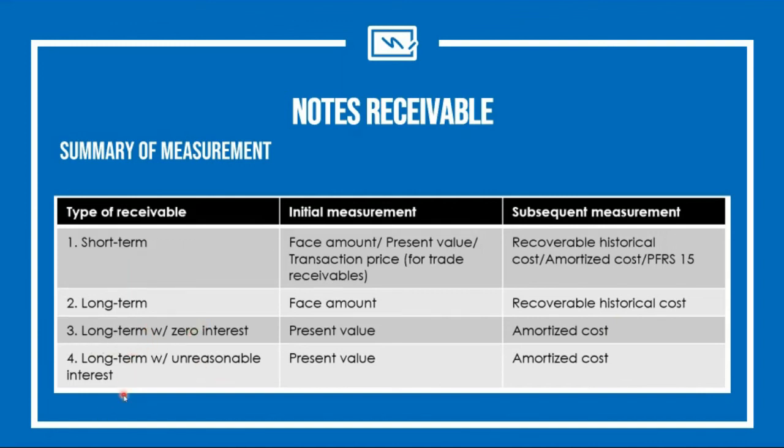Kapag long-term with unreasonable interest naman, ganun din, ipe-present value mo siya. Pero ang gagawin mo is, you're going to amortize it also. Ang difference lang nito ngayon is, meron kang effective interest, meron kang nominal interest. Ang nominal interest is based on the unreasonable interest dyan. Tapos yung market interest rate natin is kung ano yung dapat talaga na interest rate na pinatong or inimpose doon sa utang. Yun. So, ganun lang naman yung items natin dyan. So, again, meron tayong specific na computations later on.